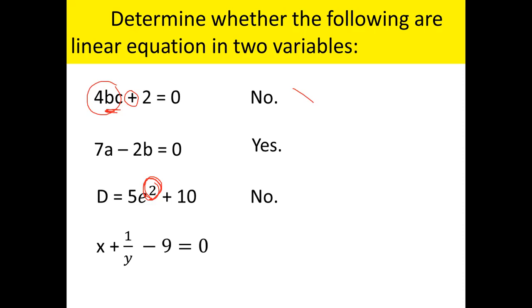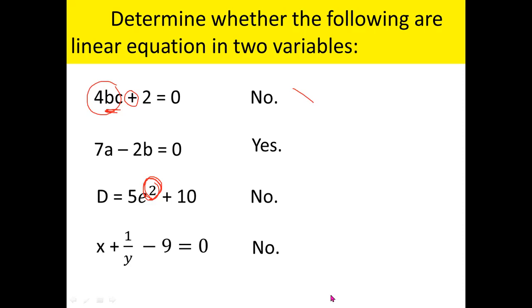Your answer is no. Kim, what is your answer? Is that yes or no? X plus 1 over y minus 9 equals 0. Kim, please unmute. Yes or no? Yes. Just say yes or no. Yes. Okay. So actually, that is a no.